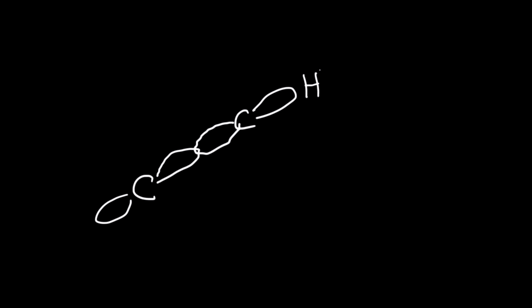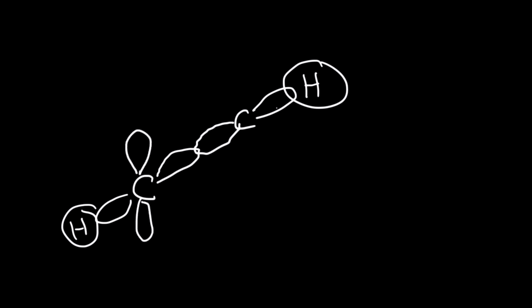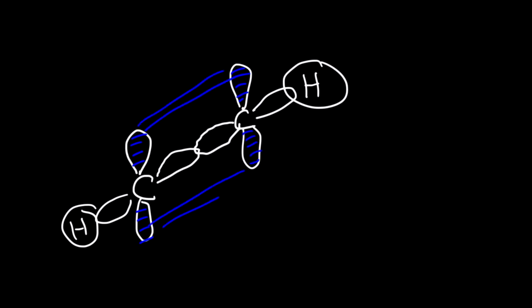So let me draw this another way. So let's draw the first carbon atom here. And here's going to be the hybrid orbital. And then here's the other carbon atom with its hybrid orbital. And then here's the hydrogen atom with its s orbital. Now I'm going to draw the p orbital right here. I'm going to put the unhybridized p orbital in blue, just like before. So this is one pi bond.